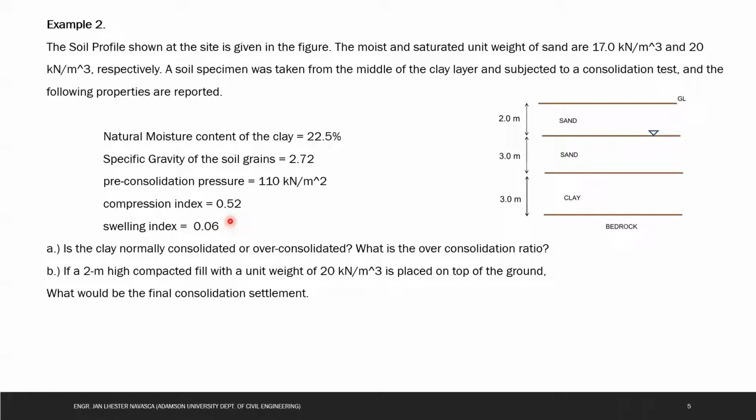According to the problem: number 1, is it normally consolidated or over-consolidated soil, or if over-consolidated, what is the over-consolidation ratio? And number 2, if a 2-meter high compacted fill with a unit weight of 20 kilonewton per cubic meter is placed at the top of the ground, then what would be the final consolidation settlement?